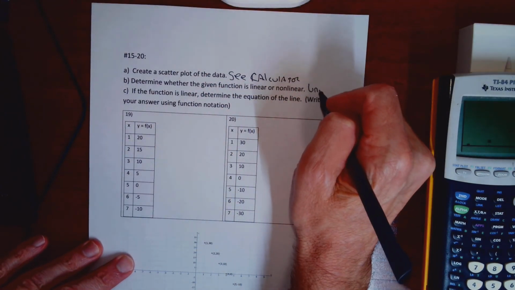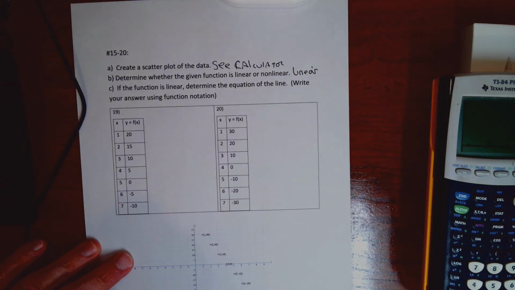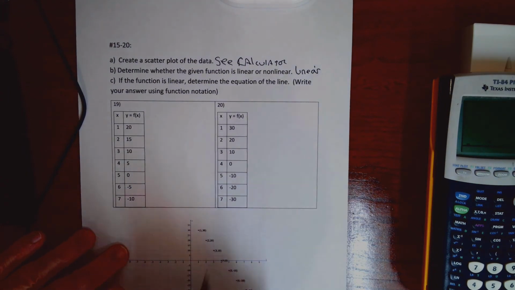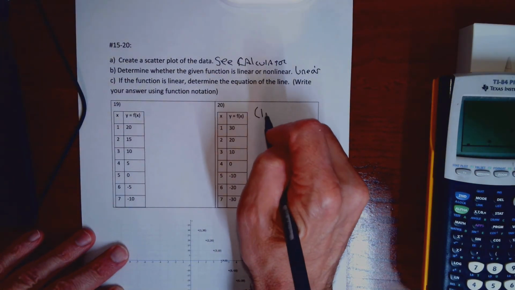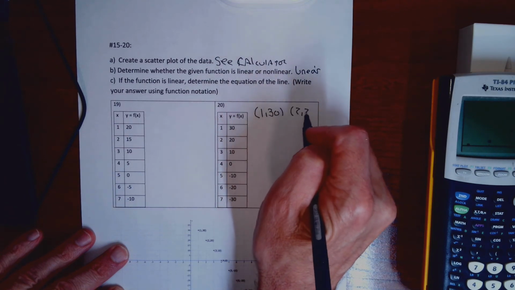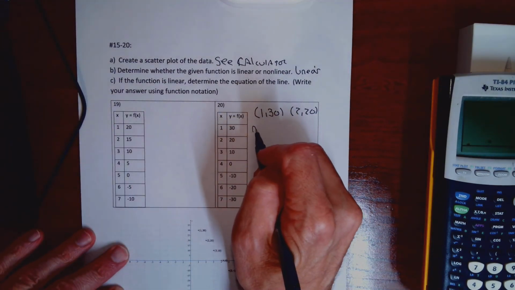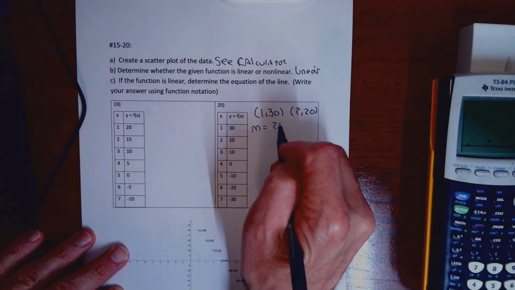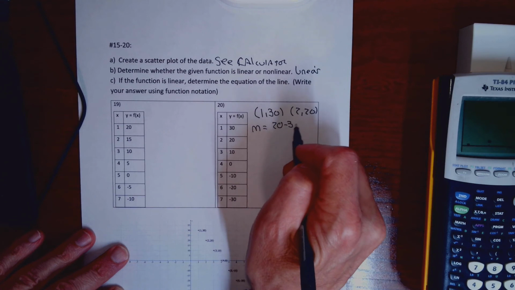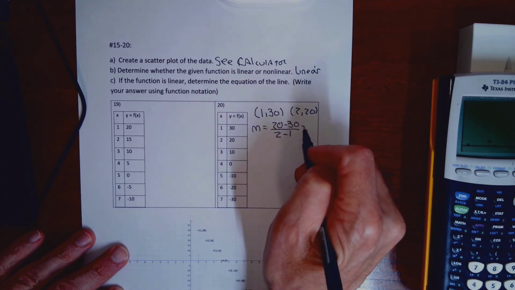So this is linear, which means I need to do part C and find the equation of the line that connects these points. To find an equation of a line that connects points, I need any 2 points. All these points will work because they're all on the same line. I'm going to find my slope by subtracting the y's in the numerator of the fraction of the points that I picked and the x's in the denominator.